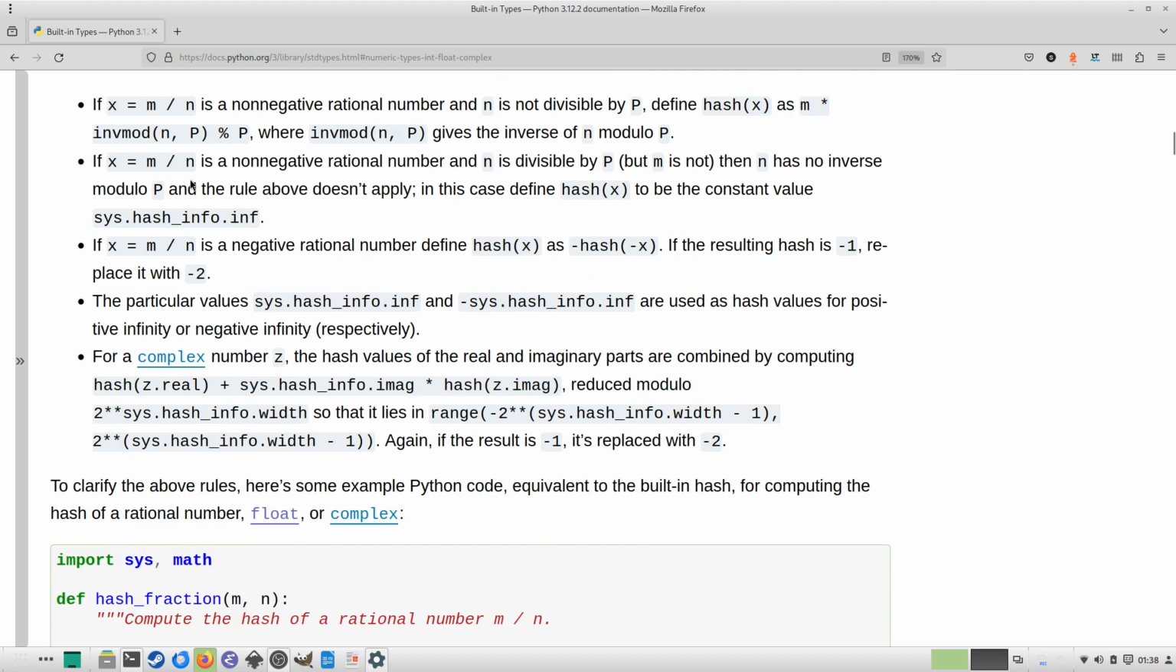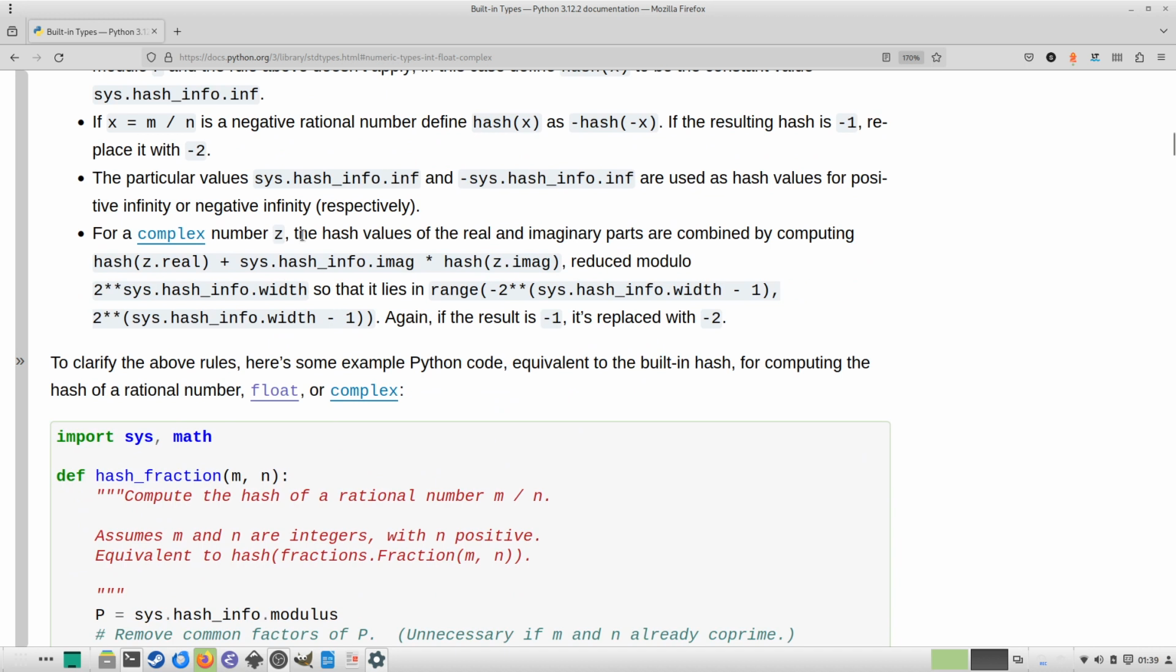If x equals m/n is a non-negative rational number and n is divisible by P but m is not, then n has no inverse modulo P and the rule above does not apply. In this case, hash(x) is the constant value sys.hash_info.inf. If x equals m/n is a negative rational number, define hash(x) as minus hash(minus x). If the resulting hash is minus 1, replace it with minus 2. The particular values sys.hash_info.inf and minus sys.hash_info.inf are used as hash values for positive infinity or negative infinity respectively.